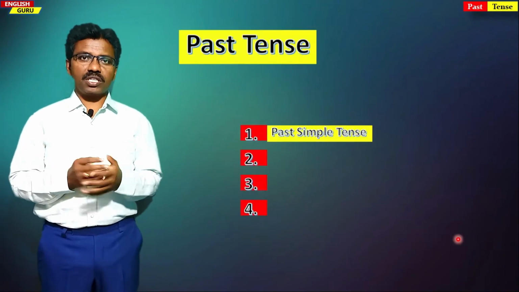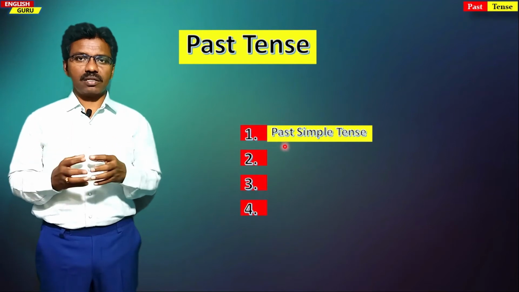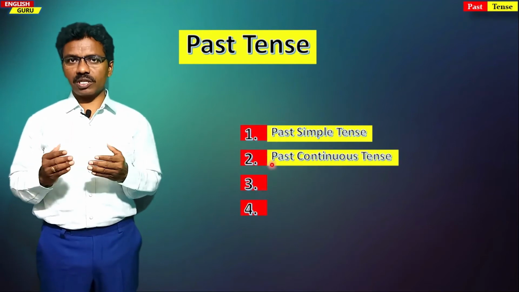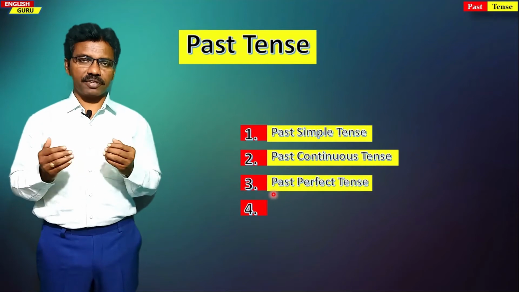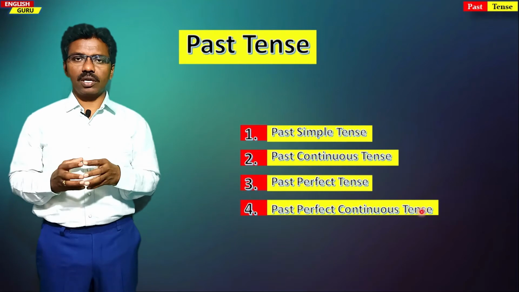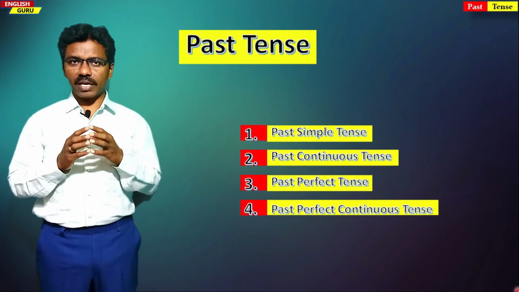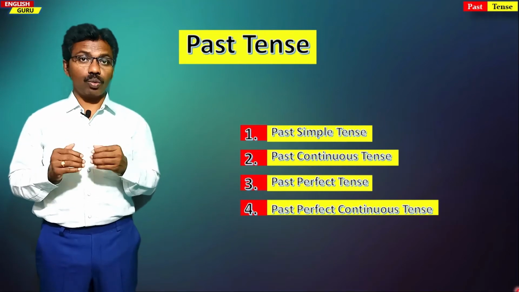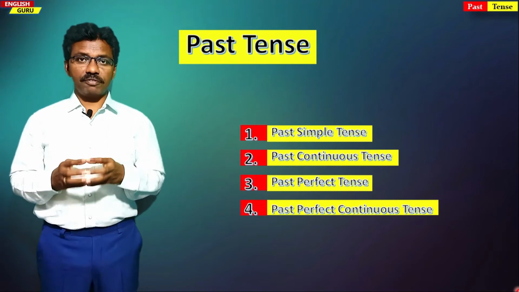Welcome back. Past tense is divided into 4 aspects. The first one is past simple tense, the second one is past continuous tense, the third one is past perfect tense, and the fourth one is past perfect continuous tense. And now let us try to know about each tense and when it is used. The first one is simple past tense. It is also called past indefinite tense.